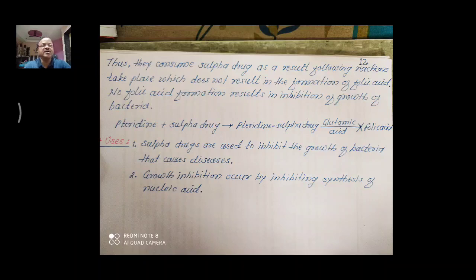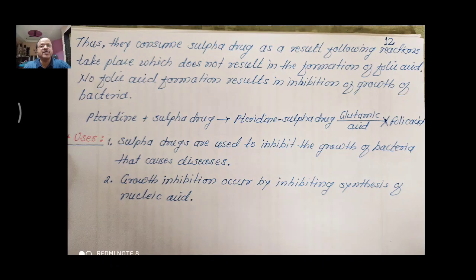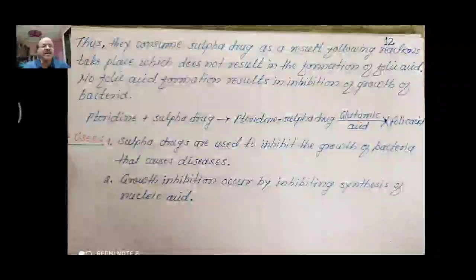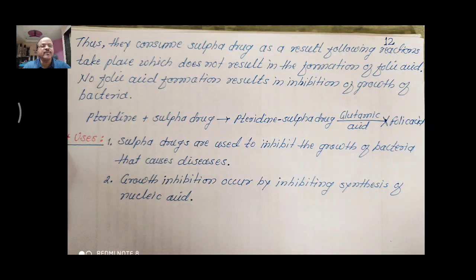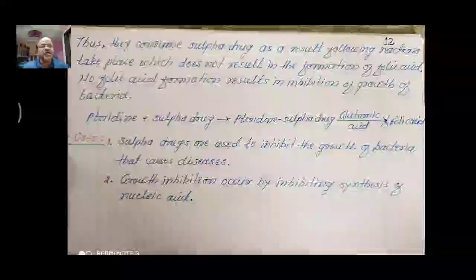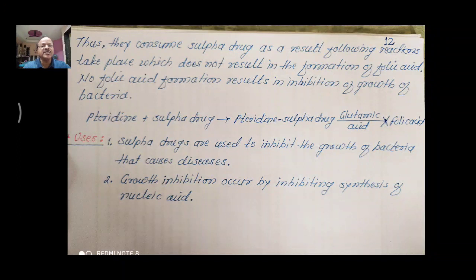Thus, as written here, bacteria consume sulfa drugs. As a result, the following reactions take place which do not result in the formation of folic acid. No folic acid formation, no synthesis of DNA. As a result, the growth of the bacteria will be diminished. So, pteridine plus sulfa drug.